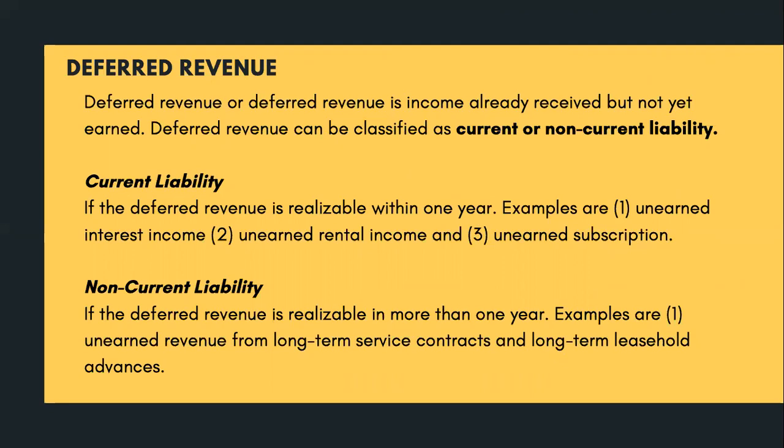Okay, how about non-current liability? If the deferred revenue is realizable more than 1 year. Of course, pag sobra sa 1 year ma-realize, that is non-current liability. Examples of non-current deferred revenue: you have unearned revenue from long-term service contracts and long-term leasehold advances. For long-term service contracts, like for the period of 3 years, gibayaran ka daan, pero 3 years ang contract. That unearned revenue is considered as non-current liability. Ma-realize siya within 3 years, every year, di ba? But long-term man siya, so it's still non-current liability ang imong reporting sa unearned revenue.